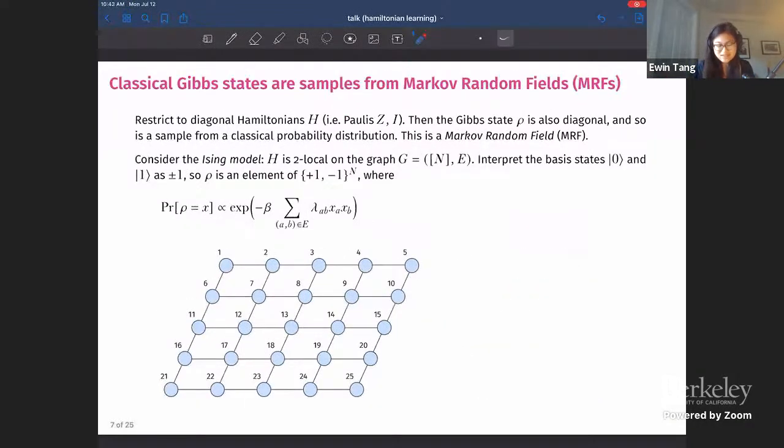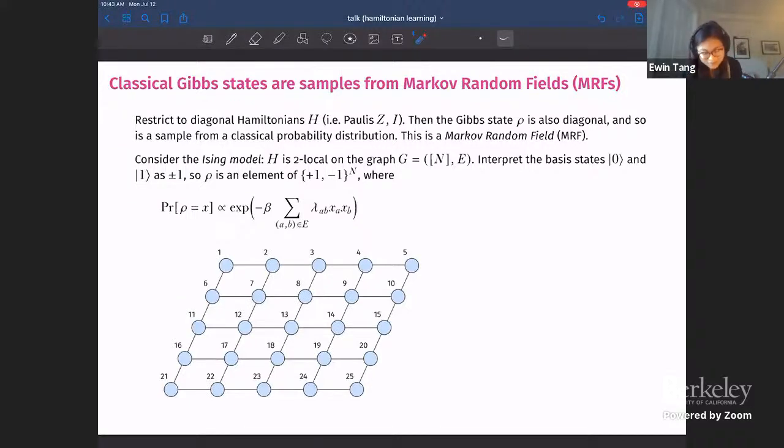So in the classical setting, the task becomes the task of learning the parameters of a Markov random field. To get the classical setting, we restrict to diagonal Hamiltonians H. In particular, we have just products of Paulis that are Z's and I's. And in this case, the Gibbs state is also diagonal, or sorry, the density matrix of the Gibbs state is diagonal. And so the Gibbs state is just a sample from a classical probability distribution.